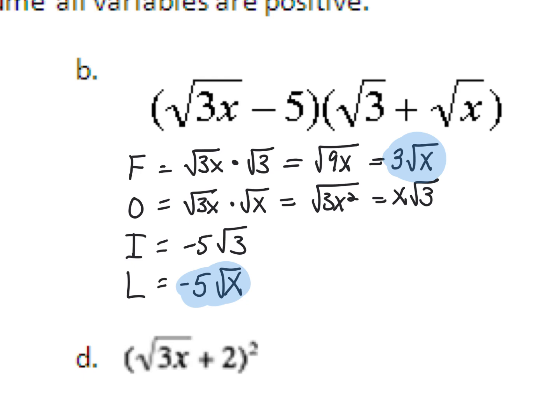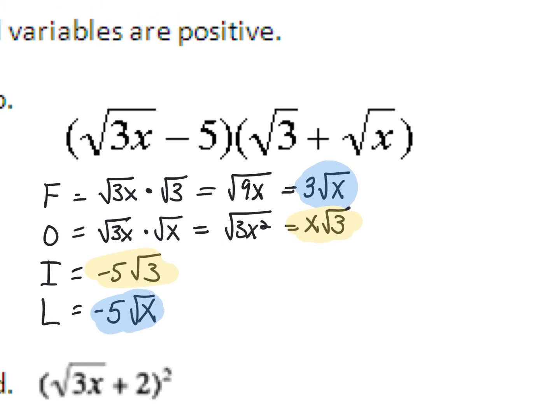Just something to keep in mind. I'll throw it in yellow. Caution. The x root 3 and the negative 5 root 3, those can't combine because x and negative 5 aren't like. So all I can put together right now are the pieces in blue. So 3 root x and negative 5 root x, that's just negative 2 root x. You'd bring down your plus x root 3 and your minus 5 root 3. And then that's it.